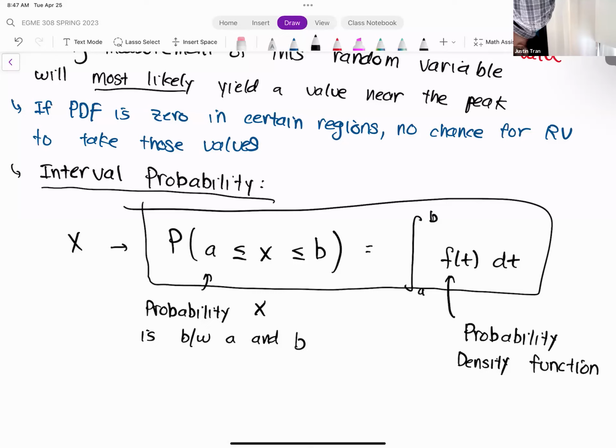So this is a little bit different than our distribution. Remember from our CDF, when we talked about CDFs last Thursday, to compute a similar interval probability, we take the difference of the CDF. We simply take the difference between the CDF at location b minus the CDF at location a. But when you're talking about probability density functions, you actually have to integrate.